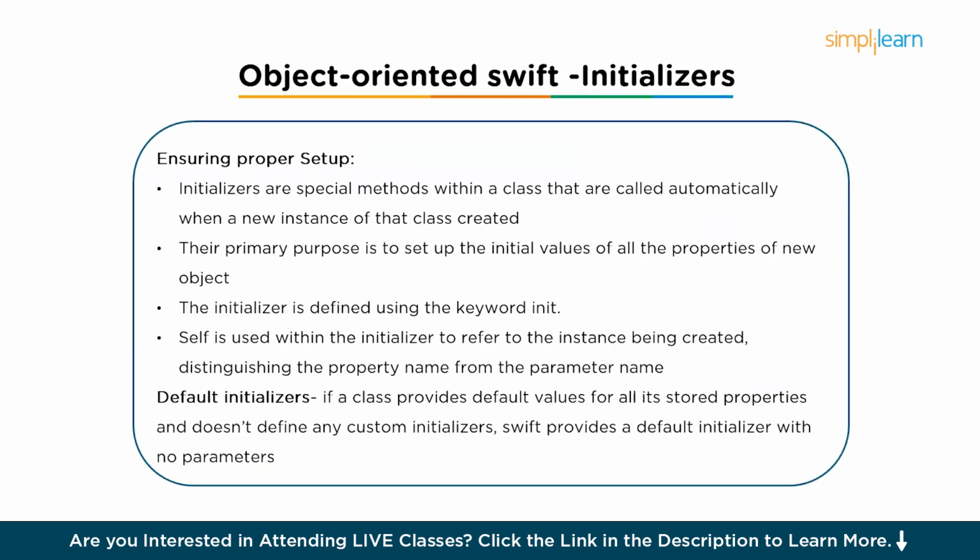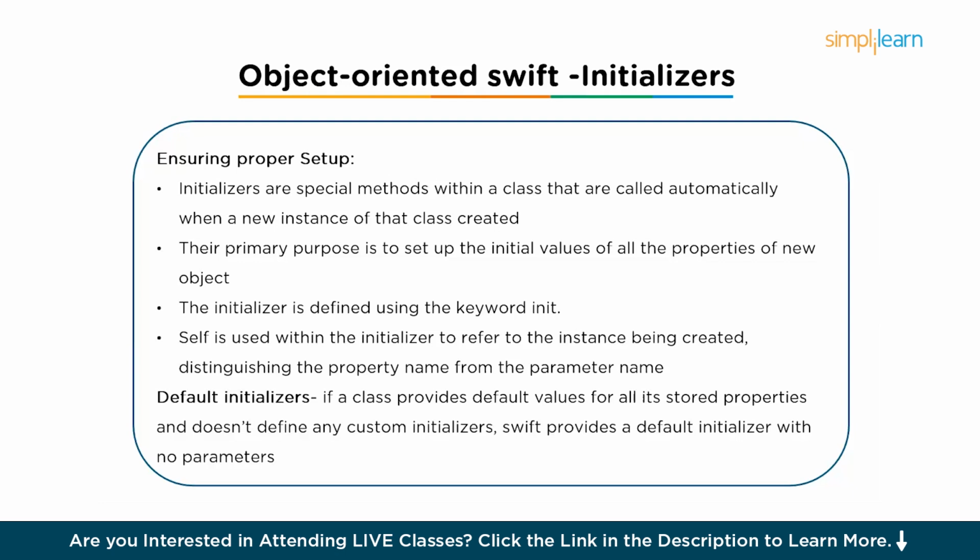So next we have object-oriented Swift initializers, where we have to ensure proper setup. Initializers are special methods within a class that are automatically called when new instances or objects of that class are created. The main job is to make sure that the new object is properly set up and that all the properties have valid initial values. You define an initializer using a keyword called init. Self is a keyword used within the initializer to refer to the instance or object that is being created. This helps to distinguish between the property name like name and the parameter, which is also called name.